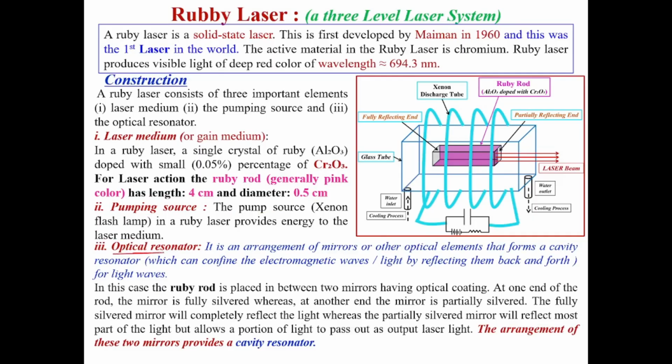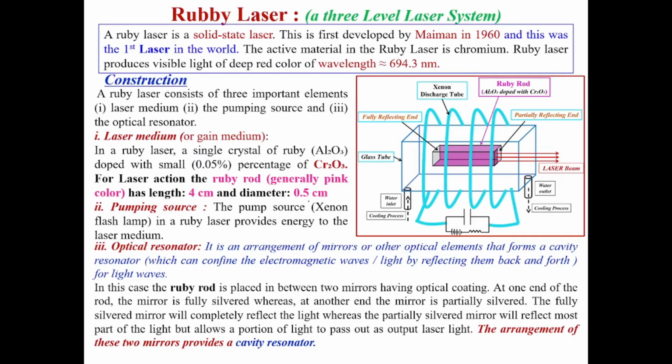Optical resonator. In general, an optical resonator is an arrangement of two mirrors or other optical elements that form a cavity resonator, which can confine the electromagnetic waves or light by reflecting them back and forth. Suppose these are the two mirrors; in between them light will be reflected back and forth, and it confines the electromagnetic waves or light waves.